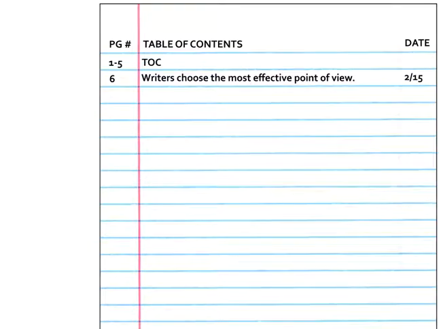We're going to be working in the grammar and craft section in our composition notebook. So turn there now. Let's get our table of contents set up. Pages 1 through 5 in your notebook are your table of contents for your grammar and craft section. Page 6 is where you write today's learning target: writers choose the most effective point of view, and today's date is 2/15.